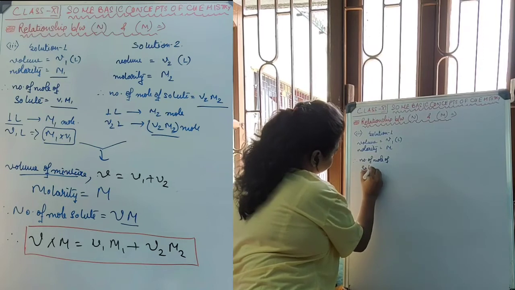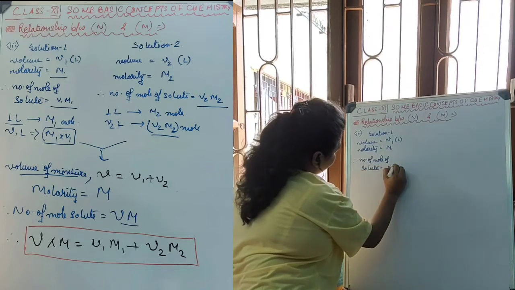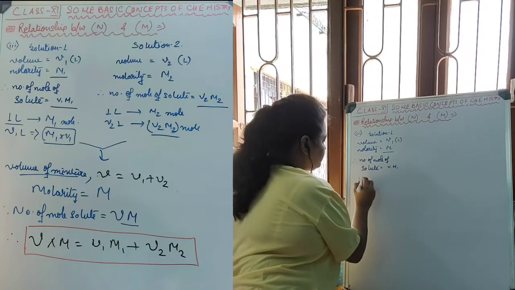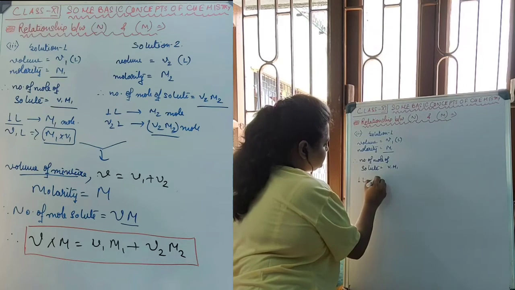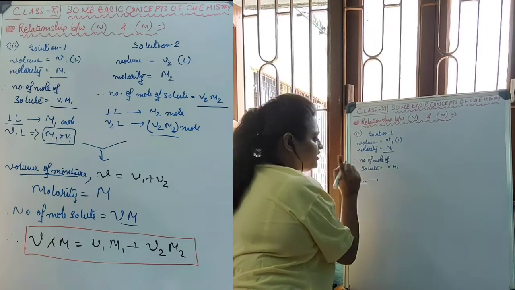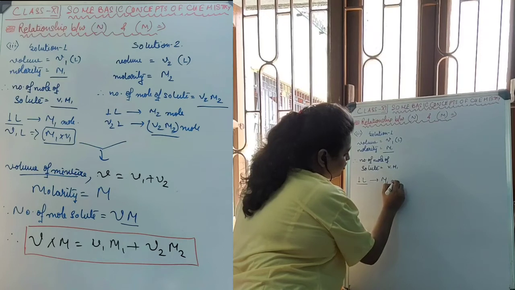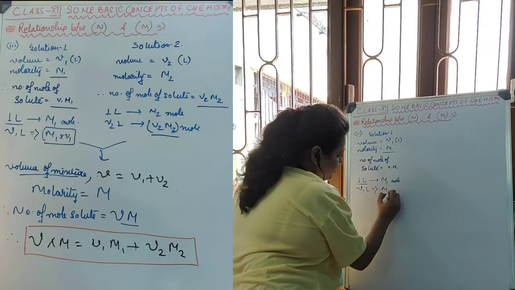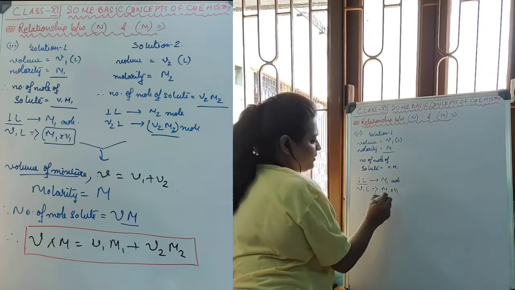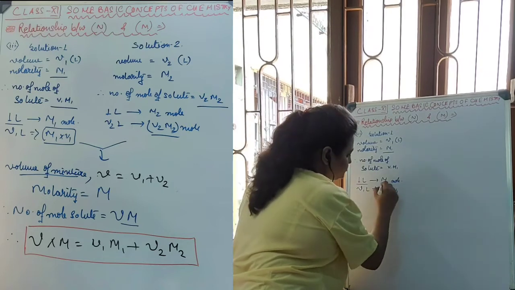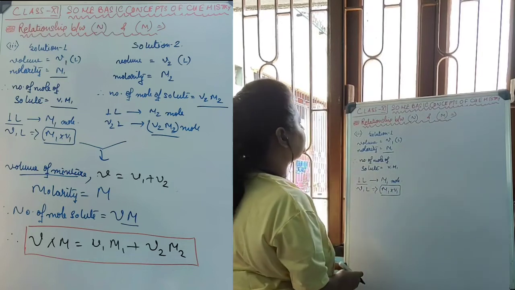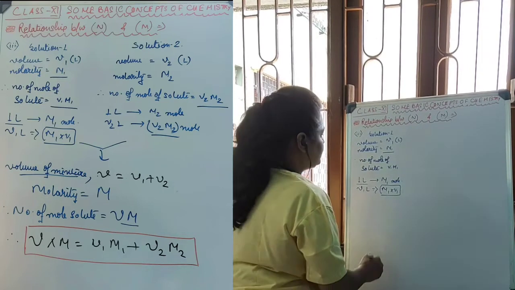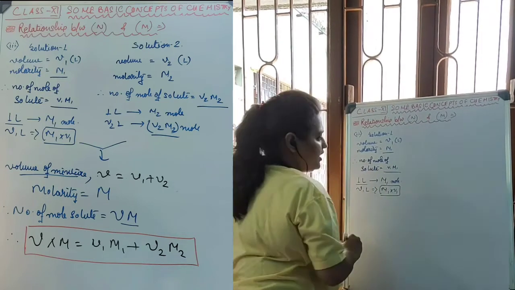of solute in solution 1 will be V1 multiplied by M1, as molarity is nothing but the number of moles of solute in 1 liter of solution. Therefore, I can say that 1 liter of solution contains M1 moles of solute. Therefore, V1 liters of solution contains V1 multiplied by M1 moles of solute. So the number of moles of solute in this M1 molar solution 1 is represented by V1 M1.